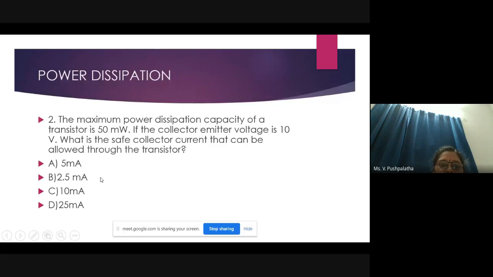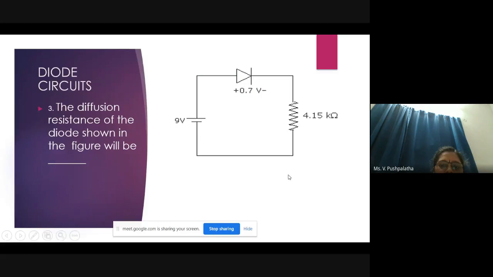In the third question, I had taken a simple diode circuit. The diffusion resistance of the diode shown in the figure will be, what will be the diffusion resistance? I told you that the diffusion capacitance and diffusion resistance both play a predominant role in forward bias. So here the diode is forward biased with 9 volt, the drop across the diode is 0.7 volt, and the resistance is 4.15 kilo ohms. So you need to find out the resistance.